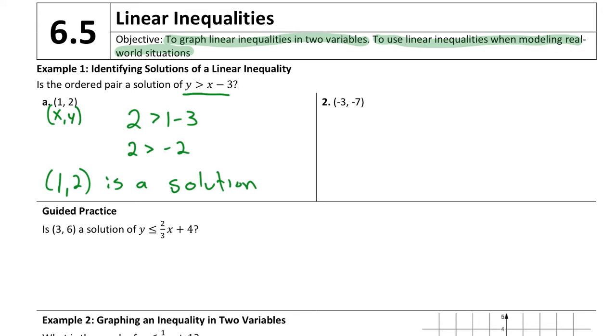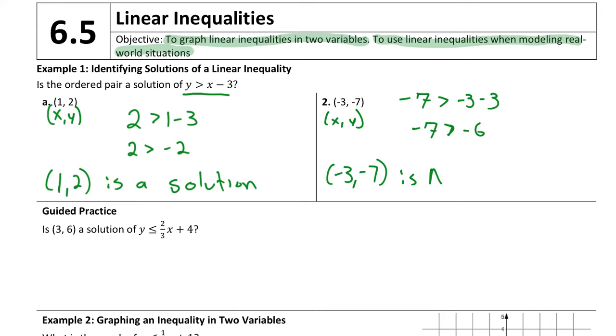For the other point we are testing, negative 3 is x, negative 7 is y. So I would substitute negative 7 for y. This would become negative 7 is greater than negative 3 minus 3. So negative 7 is greater than negative 6. That is false. So we would say negative 3, negative 7 is not a solution to that linear inequality.